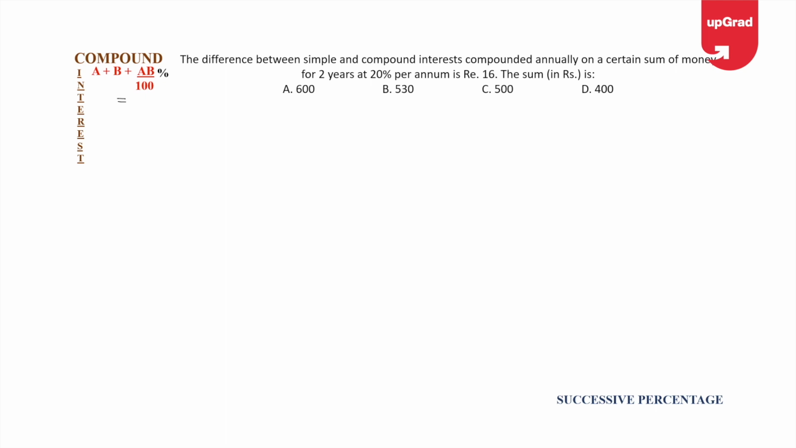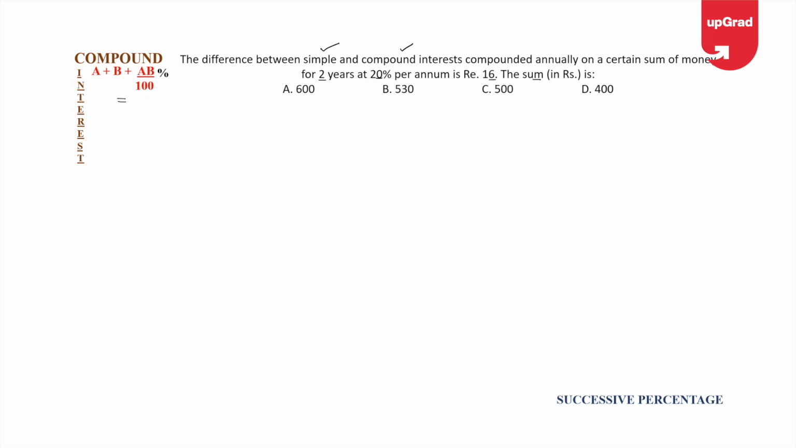I have put the formula at the top so that we can refer to it as and when required. Now let's look at the question. The difference between simple and compound interests, compounded annually, on a certain sum of money for 2 years at 20% per annum is rupees 16. The sum is... Let us understand the question first of all. The question says, the difference between simple interest and compound interest calculated for 2 years at 20% per annum is rupees 16. And we have to find out the sum.